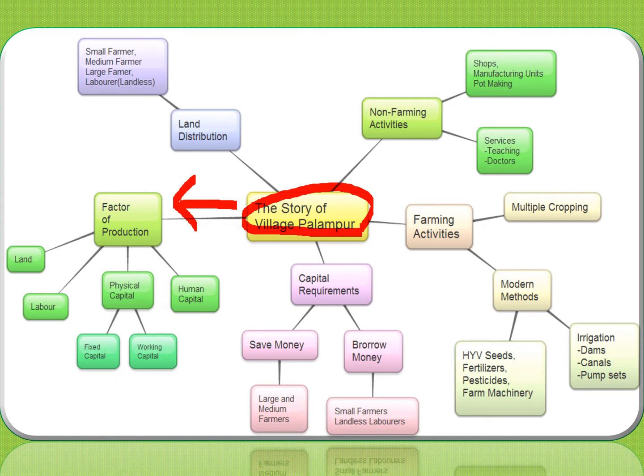Factors of production. You have 4 factors of production that we are planning to cover: land, labor, physical capital, and human capital. Land, labor, physical capital, and human capital. And in physical capital, you're going to have 2 breakups, fixed capital and working capital. So I hope I am very clear. You have done this much, and then you will stop with the mind map until we ask you to continue with it.